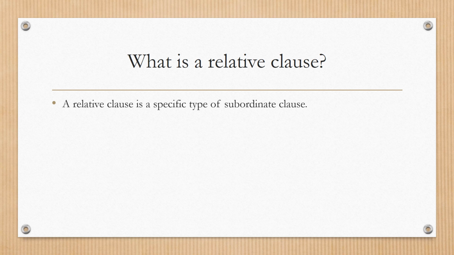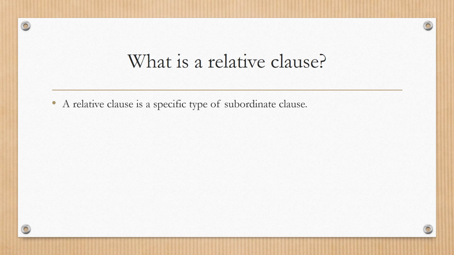A relative clause is a specific type of subordinate clause. When we look at writing a sentence, we look at the main clause and then subordinate clauses. A main clause is something that makes sense on its own. For something to be a sentence, it needs to have a subject, which is a type of noun, and a verb.